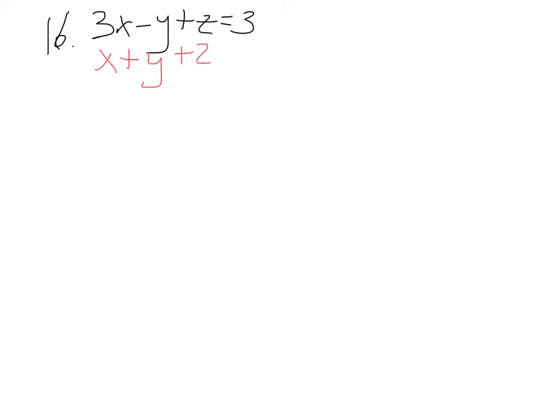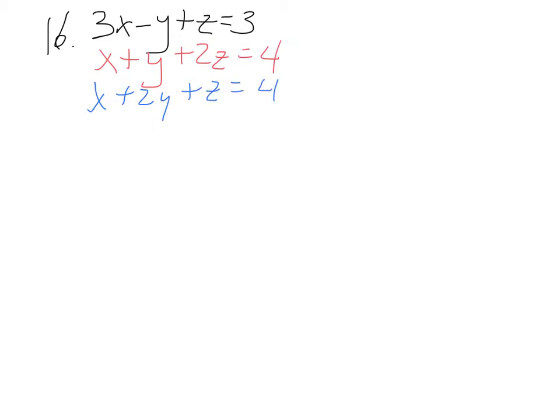So if you're looking in your book, I'm going to do number 16 right here. Get a pen going, 16. So the three equations are 3x minus y plus z equals 3. I'm going to do that one in black. Equation number 2 is going to be x plus y plus 2z equals 4. And my last beautiful blue equation, x plus 2y plus z equals 4.